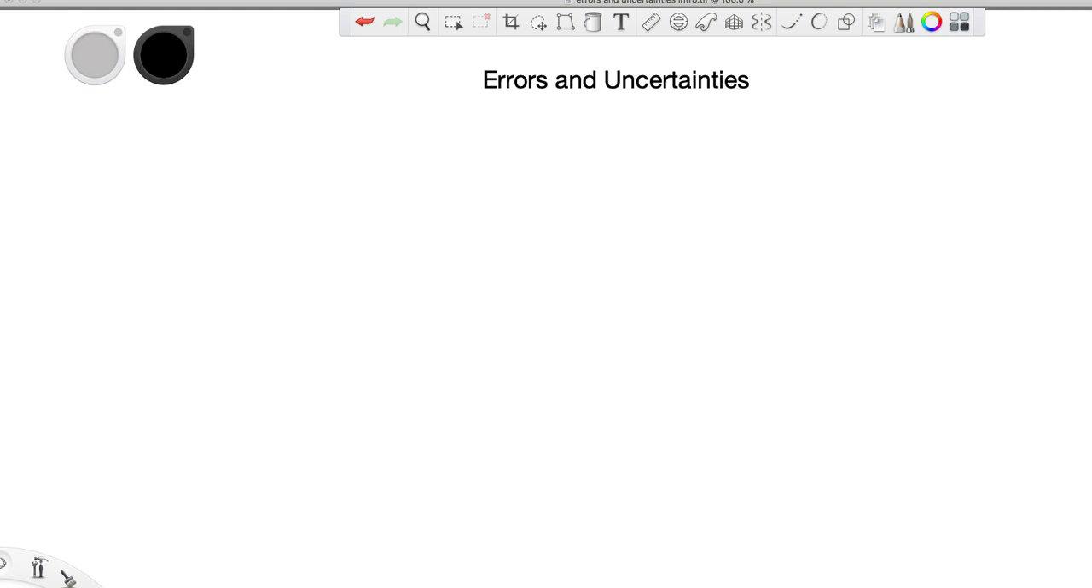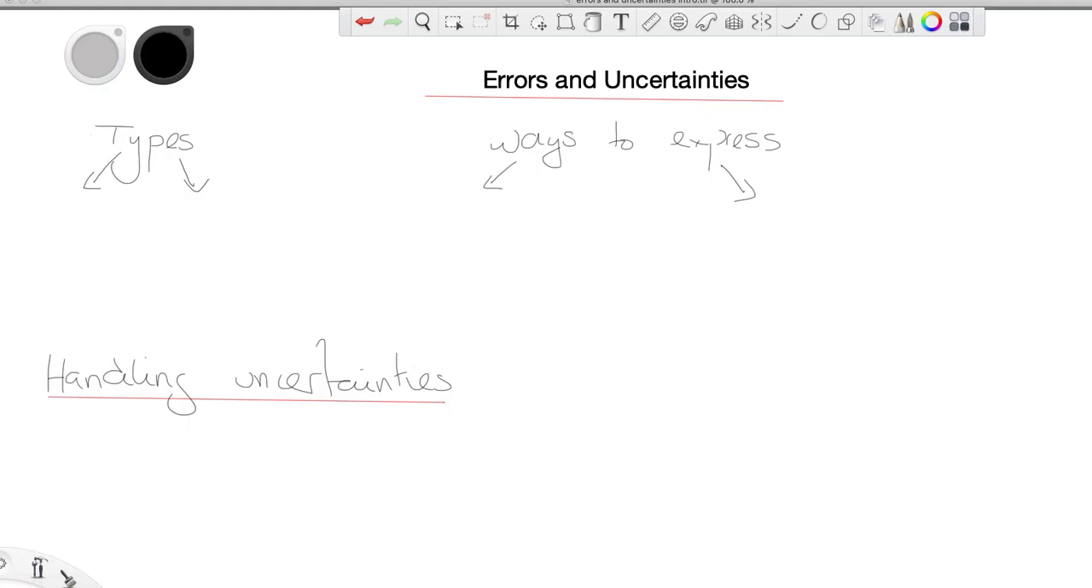Looking at errors and uncertainties then, the headings under which I'm going to look at are types, ways to express them, and the handling of uncertainties. In terms of types and ways to express them, we have random and systematic, terms which should be familiar to you from GCSE. And in terms of ways to express them, we have absolute uncertainties in measurements, and percentage uncertainties in measurements. And we handle each of these differently. We must work in absolute uncertainties for some calculations, but for the overwhelming majority, we work in percentage uncertainties. And you'll see why shortly. So those are the headings for the work that we're looking at today.